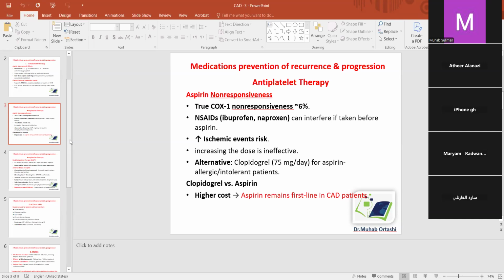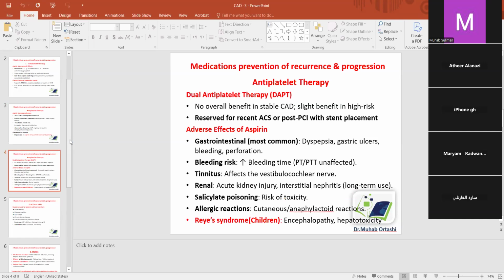دايما بنستخدمها if the patient is allergic أو intolerant، patient حصل له منه side effect ولا كده، لكن it's not a first choice for the patient. This is just a comparison between clopidogrel and aspirin. Aspirin is a first line and it is the cheapest. Clopidogrel has a higher cost, and aspirin remains the first line for treatment.